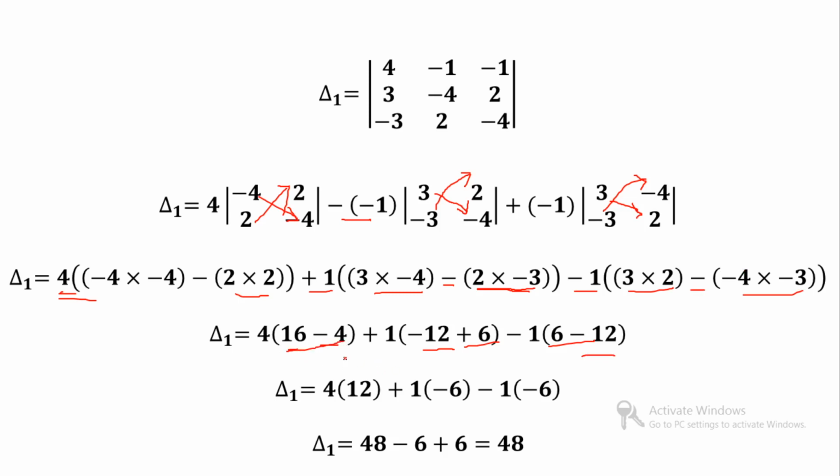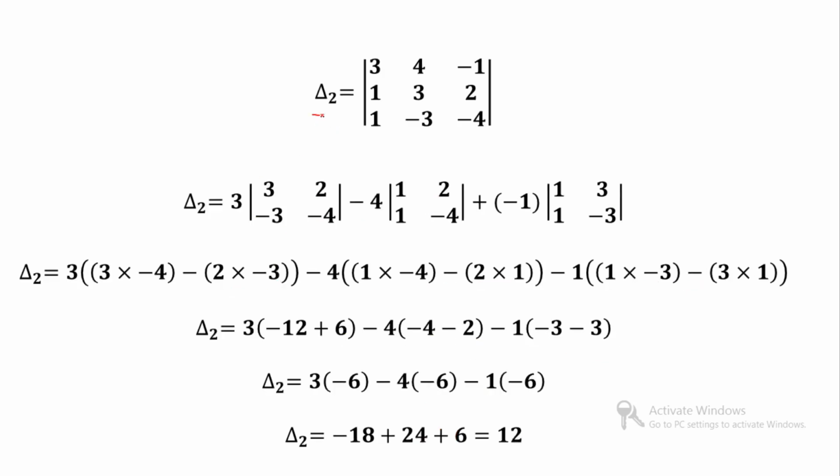So 16 minus 4, 12, 12 into 4 is equal to 48, minus 12 plus 6 equal to minus 6, minus 6 into plus 1 equal to minus 6, 6 minus 12 equal to minus 6, again multiply with minus 1, that is equal to plus 6, so minus 6 plus 6 cancel out, so delta 1 is equal to 48.